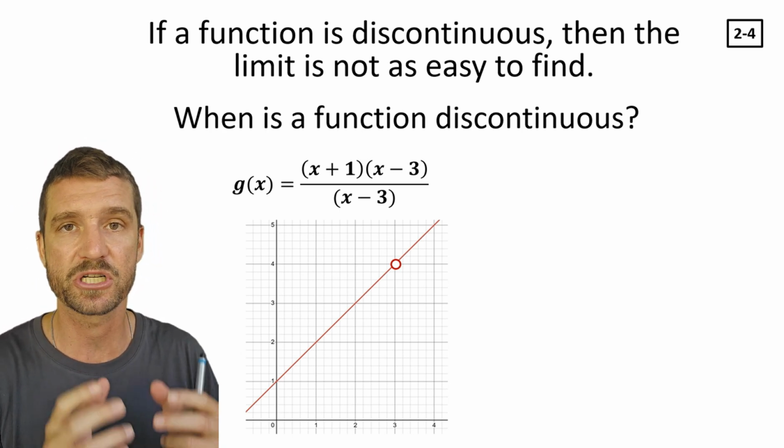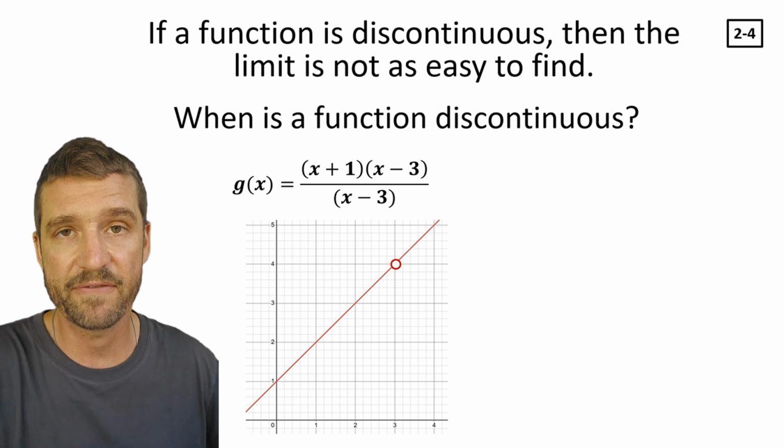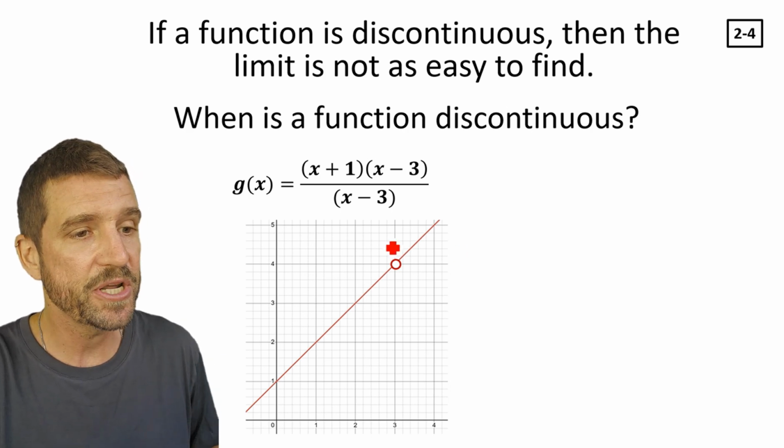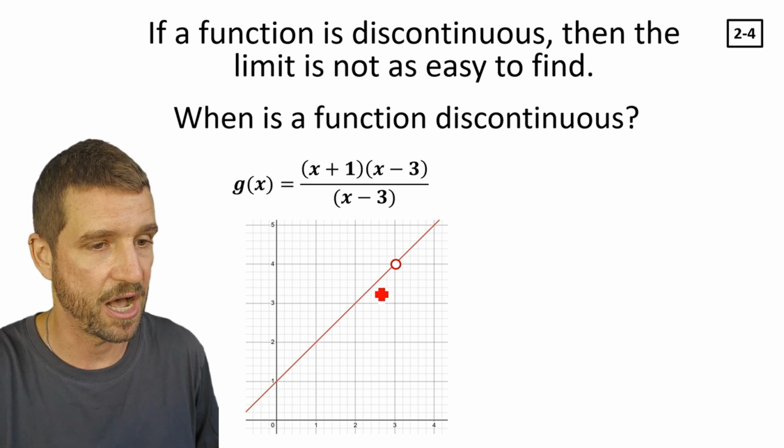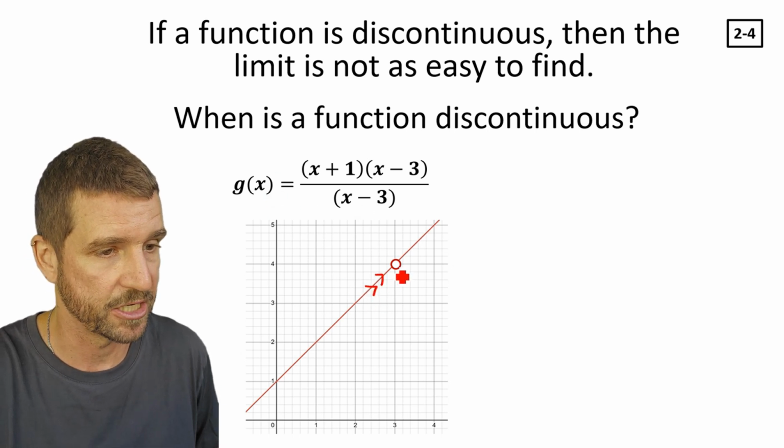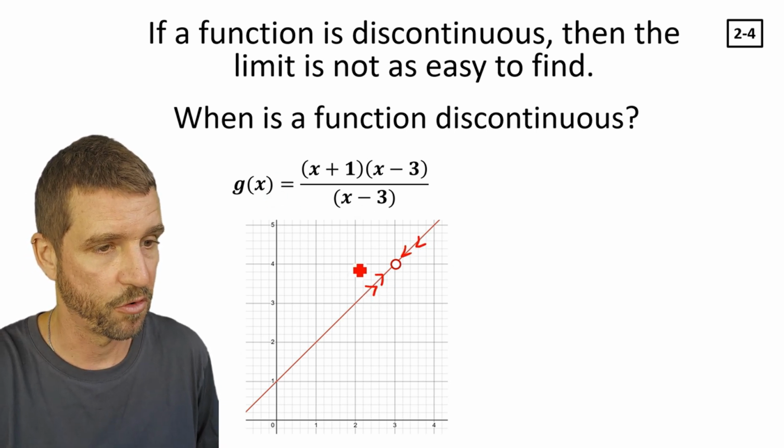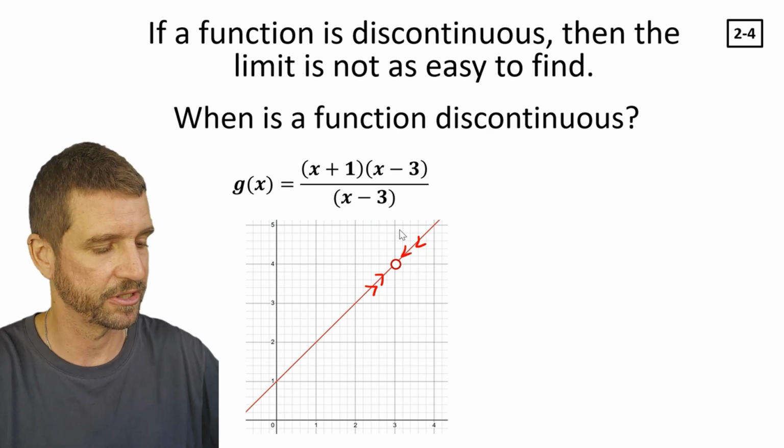So that is the most common case where you're going to have discontinuity, where the limit becomes a little bit tricky. But we do know the limit as x approaches 3 of this will just be 4, because we're approaching 4 from both the left and right. We can see that graphically.